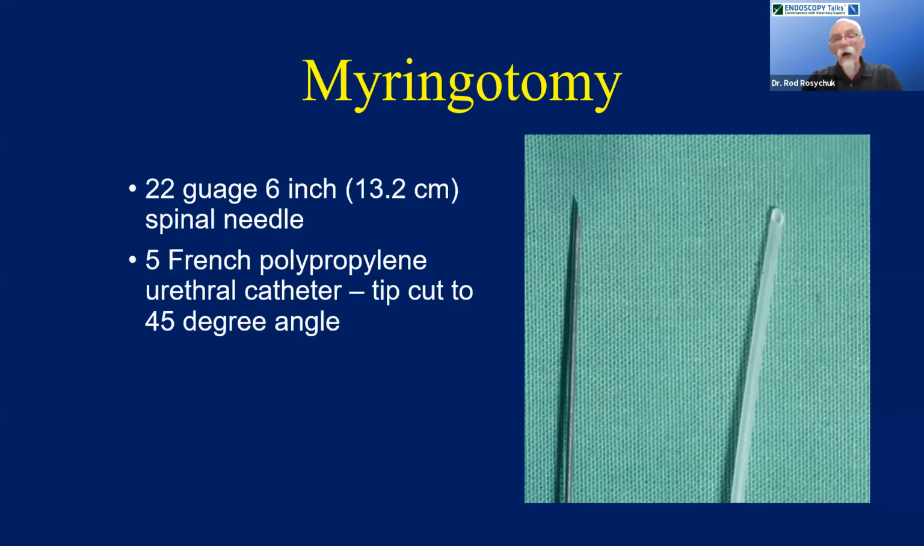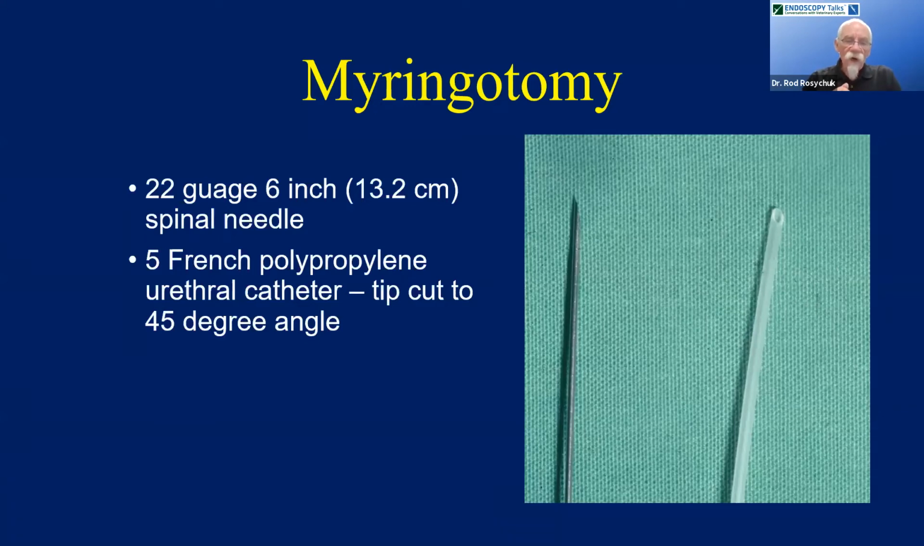For myringotomies, as you'll see in a few minutes, I have a tendency to use a spinal needle to initiate my myringotomies, a very nice sharp tip so that I can get a start in my movement through the tympanum. A 22 gauge, six inch needle is what I tend to use. Storz also has a needle that could serve in a similar fashion.